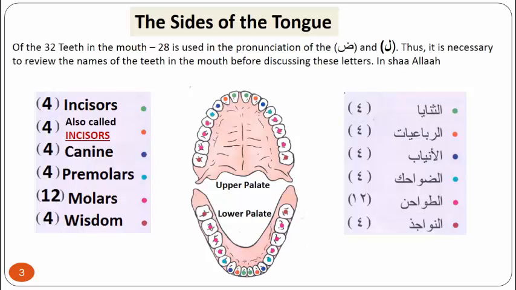Al-Anyab, the canine teeth. There are 4 of those also. Al-Dawahik, the premolars. There are 4 of those also. Al-Tawahin, the molars. There are 12 of those. And Al-Nawajid, the wisdom teeth. We should pay attention to them because we are going to study them, inshallah, relative to the Daad and the Lam.